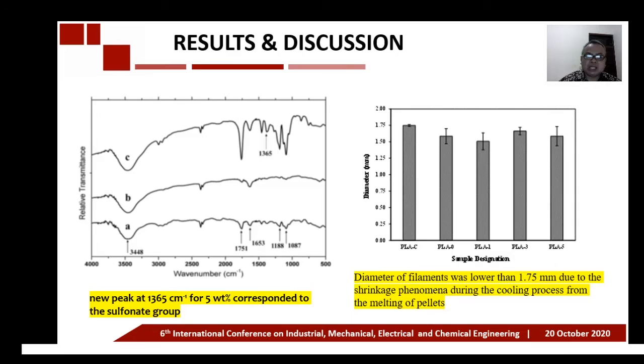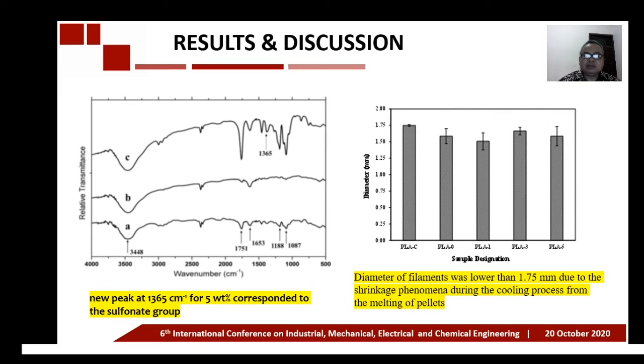So this is the result and discussion. The first is the FTIR spectrum. There are three samples. First is PLA matrix, the second one is PLA NCC 1 weight percent, and the third is PLA and NCC 5 weight percent. From the FTIR spectrum, we can see that there is a new peak at 1365, and this peak corresponds to the sulfonate group.